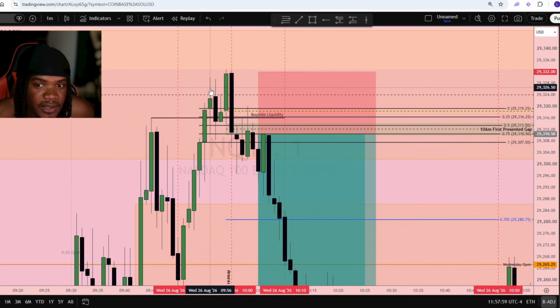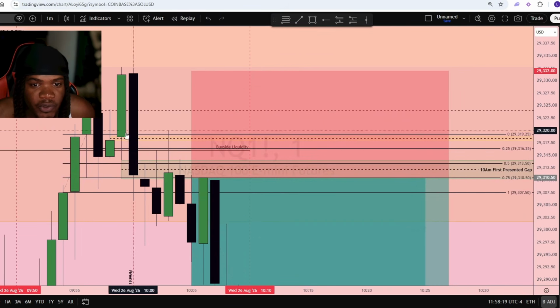Look at those bodies. Failed to go above the 50% of this fair value gap, right? Right here, and even right here. So then right before the 10 o'clock hour starts, we get a manipulation above these highs. But the market immediately comes right back below that gap at 10 o'clock. They then create what? A volume imbalance here.